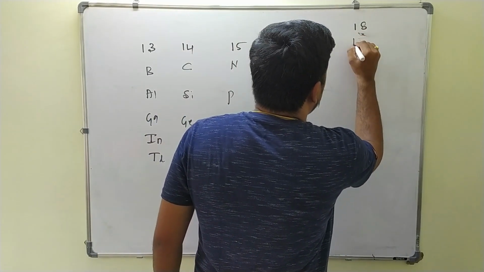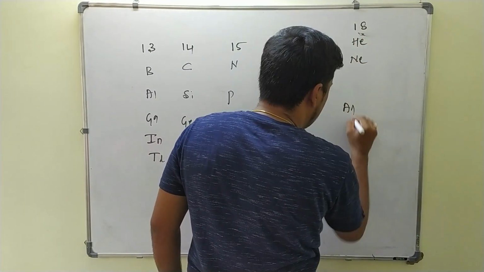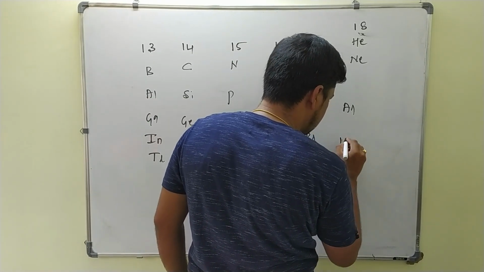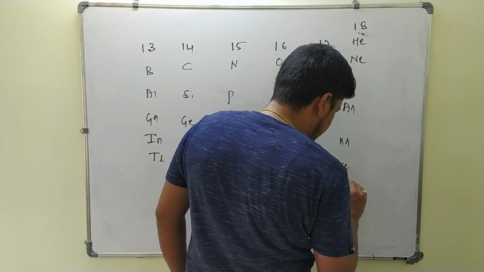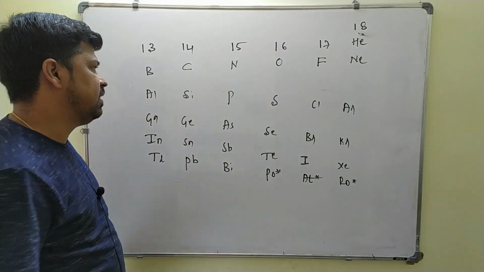These are what? Helium, neon, argon, krypton, xenon, and the last one is what? Radon. The star mark is what? They are radioactive elements here.